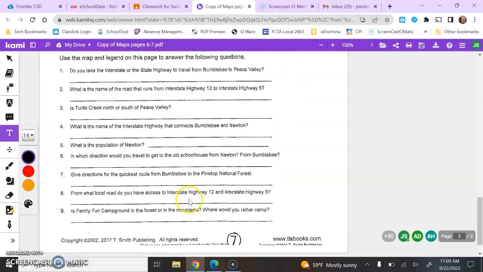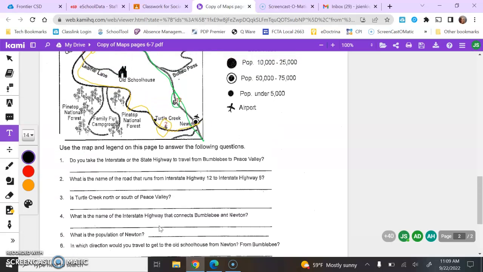What local road? And then number 9, is Family Fun Campground in the forest or in the mountains? And you're just going to say Family Fun Campground is in the, where would you rather camp? Would you rather camp in the forest or the mountains? That's going to be your second answer. So number 6 and number 9 have 2 answers.